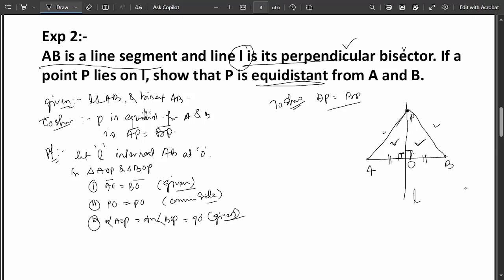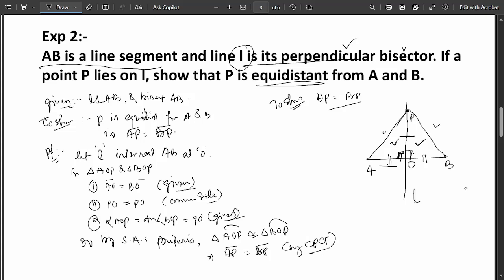So by which property? This side, this angle and this side: two sides and their included angle. So by the SAS criterion, triangle AOP is congruent to triangle BOP. This implies that by CPCT, AP equals BP.